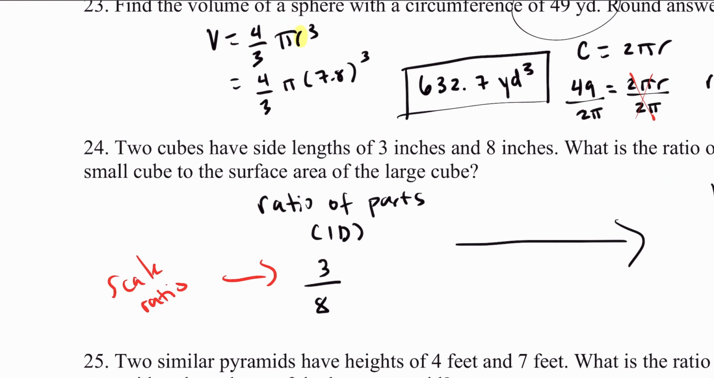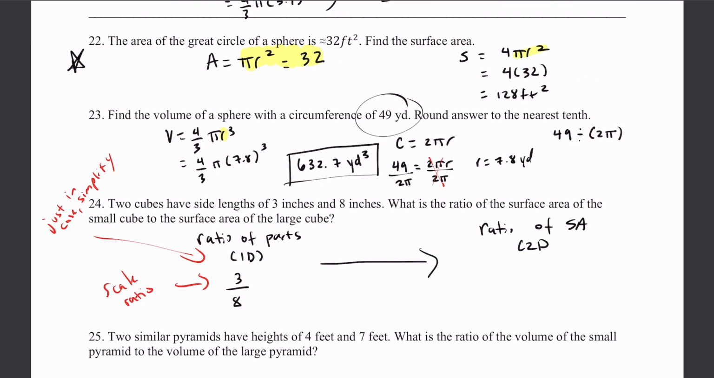Let me make a quick note, just in case: simplify. Simplifying will make things easier. It's just good habit to simplify. But in this case, 3 over 8, you don't need to simplify. So that is going to be our scale ratio. Number over a number. So the ratio of the parts, 1-dimensional, is 3 over 8.